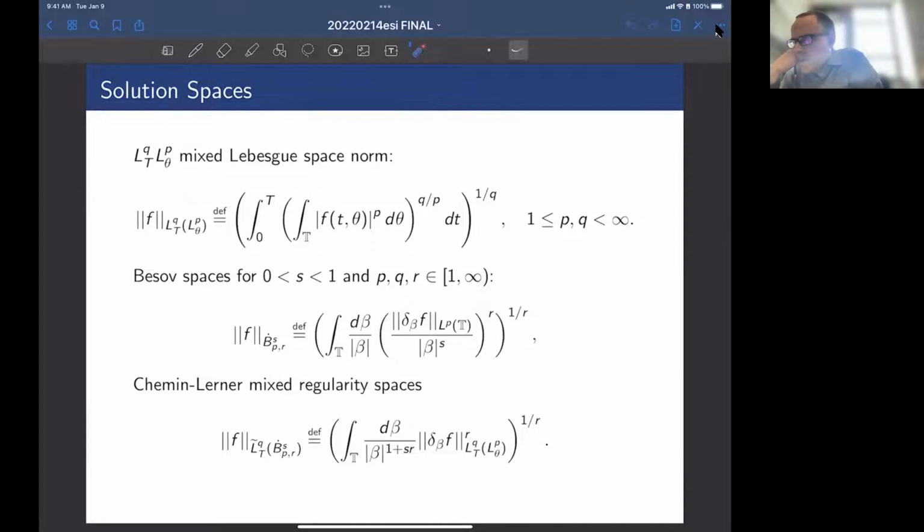So we use an LQ, LP, theta mixed space where we integrate in theta first and t outside second, for p and q in the full range. And I'm going to use these Besov spaces without any sort of little-o, just with integrals. And so for s between 0 and 1 and p, q, r in the full range, you can define the Besov spaces like that.